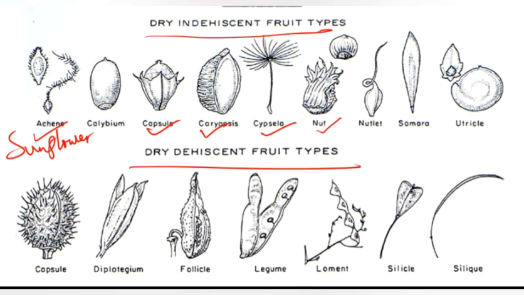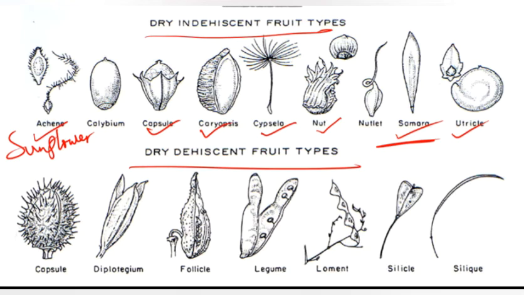Okay, we have another one we call samara. If we look at samara, nutlet, and utricle, these are all indehiscent fruit types. In samara, the pericarp extends to form one or two wings. If you look at obeche, African rosewood, and combretum, these are all found under samara. We call them dry indehiscent fruits. They can't split to release their seed when they are ripe.